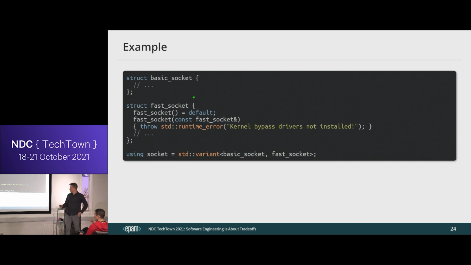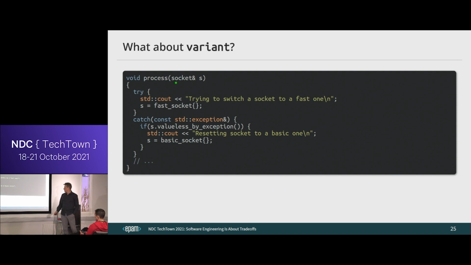How can you handle this? For example, let's assume that you have two sockets, one basic, like the OS one, that's always there, and maybe one fast, that requires you to have kernel bypass drivers installed, right? And you have a variant of those two. You have some process function that at the very beginning tries to switch the socket to the fast one. It may fail. So in the exception handler, you have to check if it's valueless by exception. If it is, because there was an exception, you have to reset the socket to the basic one, because something failed to set up a fast socket for your processing. This is the penalty of providing only basic exception safety guarantee, not a strong one.